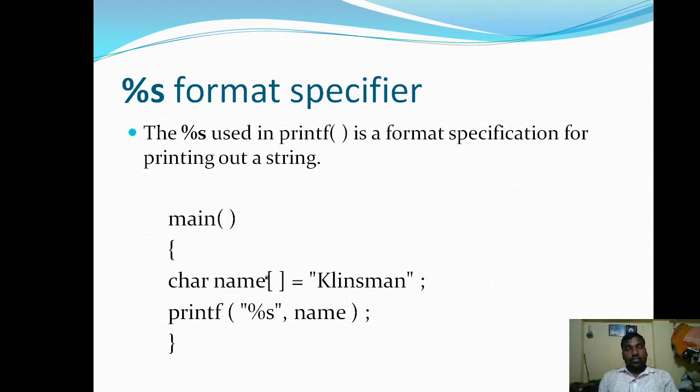Percentage s format specifier. Here, this percentage s is used with the printf function for printing strings. As we know, printf is an output function, but if you want to print a string with printf, you can simply use this percentage s format specifier, so that you can easily print the string values.